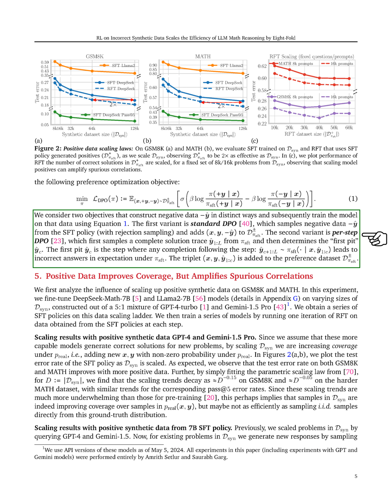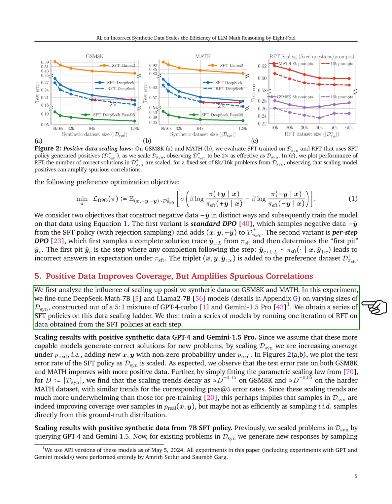DPO trains a policy by optimizing preferences between positive and negative data. Scaling up positive synthetic data can improve test error rates on tasks like GSM8K and MATH. By training models on larger synthetic datasets, we can increase coverage under the real distribution. However, scaling the data may not always lead to better performance, as the improvement trends decay with increasing dataset size.